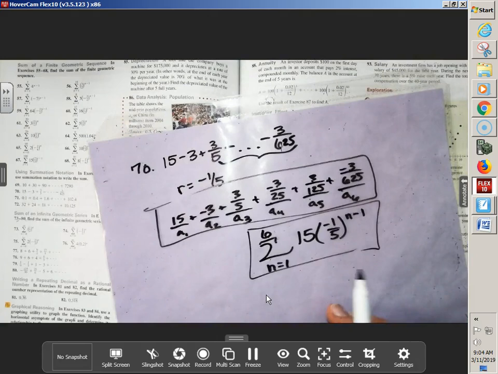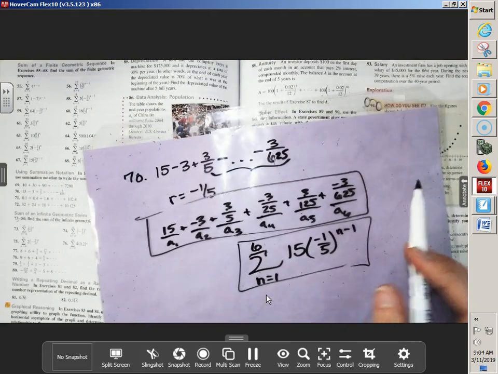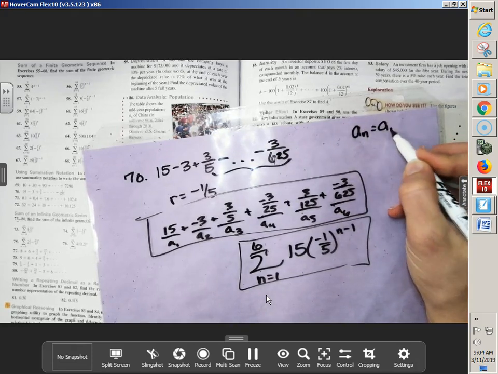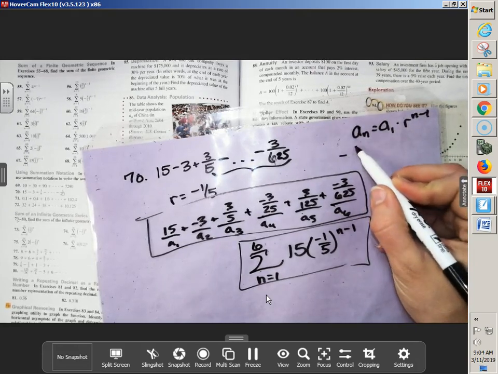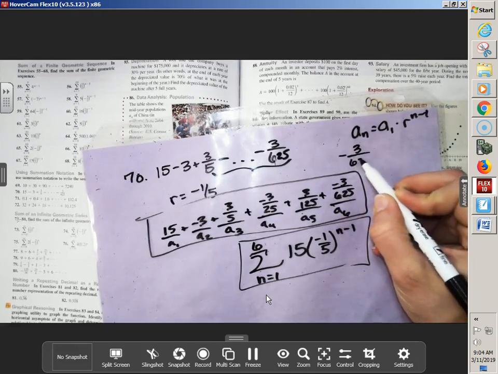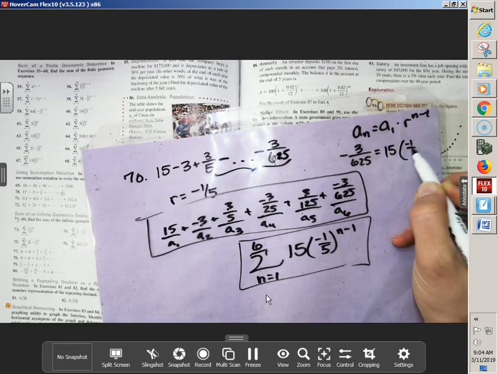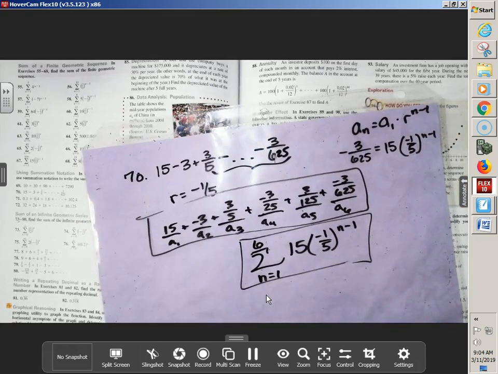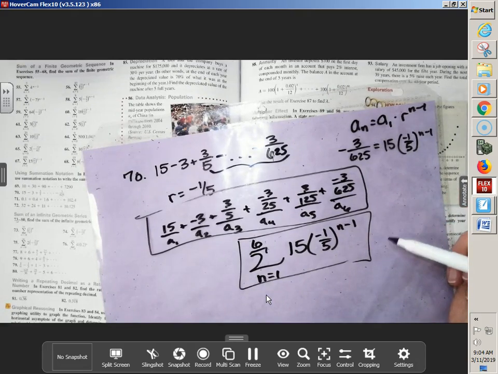So your formulas would have said, okay, well, you don't really know the in-between, and we're not going to have you find all the in-betweens. So you would have had to say a sub n, which equals a sub 1 times r to the n minus 1, needs to be negative 3 over 625 when I'm starting at 15 and multiplying by negative 1/5 to the n minus 1. Now, first of all, I don't like that my n's here. And I don't like that there's a minus 1.